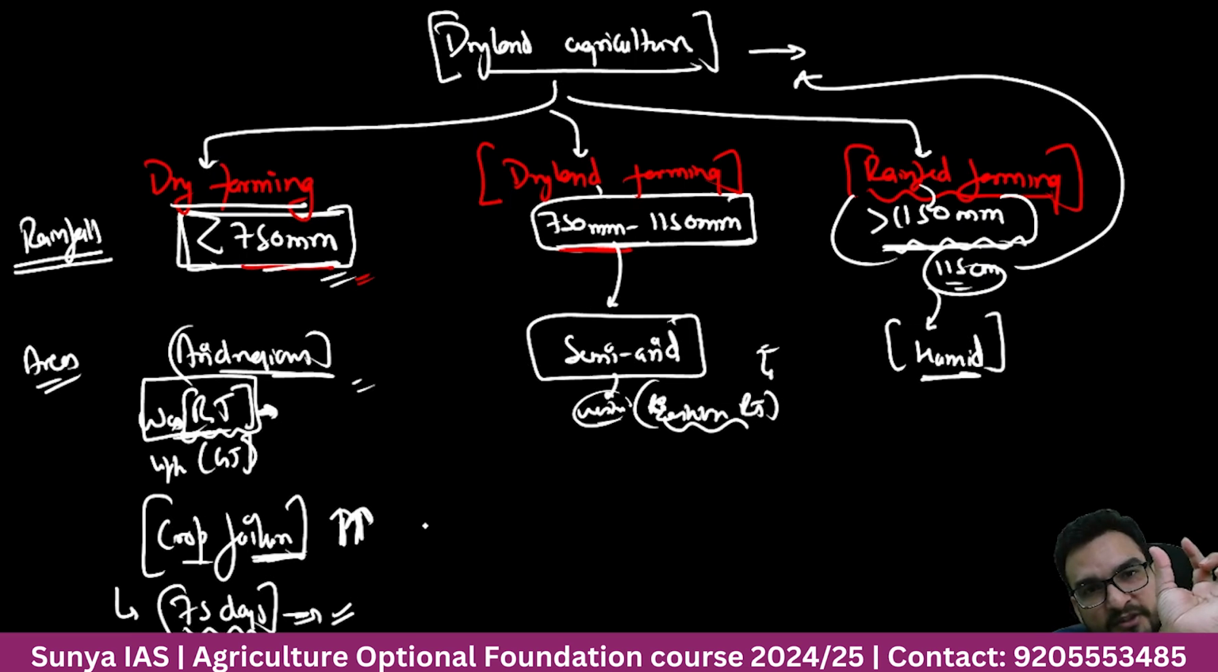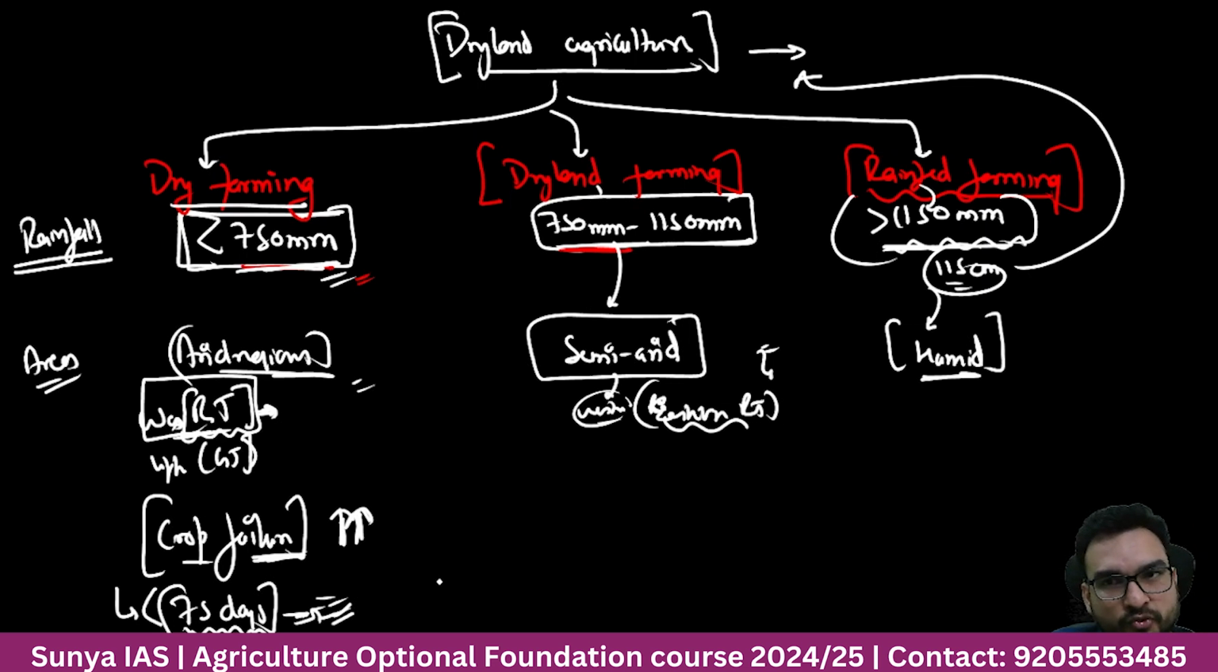We know that this much rainfall will come, less than 750 mm, and we can only grow crops of short duration, which have a short growing season. So crops of less than 75 days will be grown over here. What do you have to remember? 75 days.